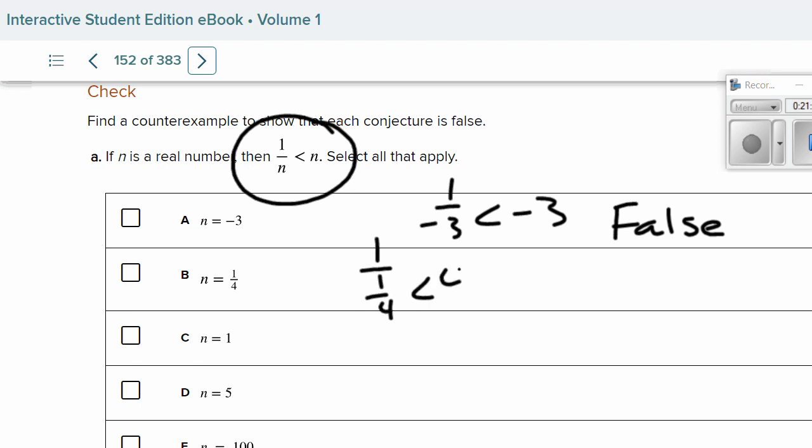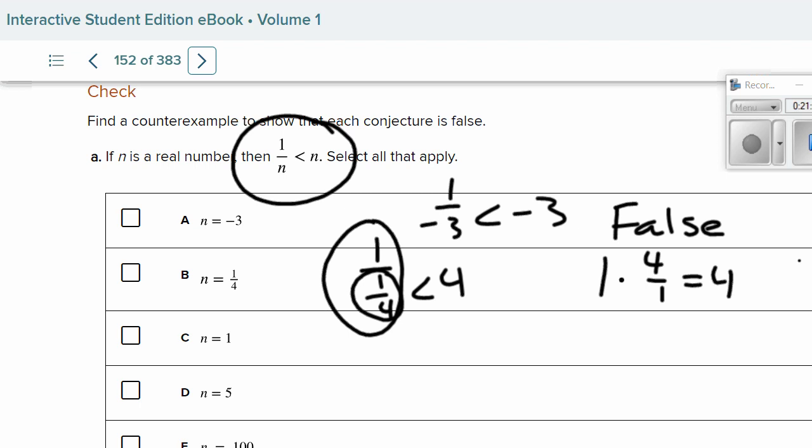Okay. If you take B and you plug this in, you're going to get this. Right here I have a division problem, so that means I got to flip the second fraction, which really gets me this. And 1 times 4/1 is actually 4. So now my inequality looks like this. Is 4 less than 4? And it's not, it's equal to, so B would also be false, or make the conjecture false.